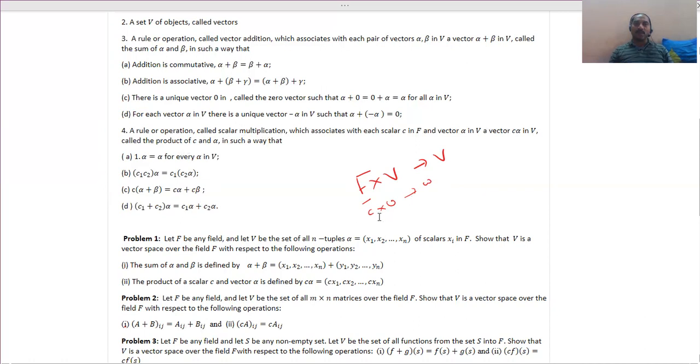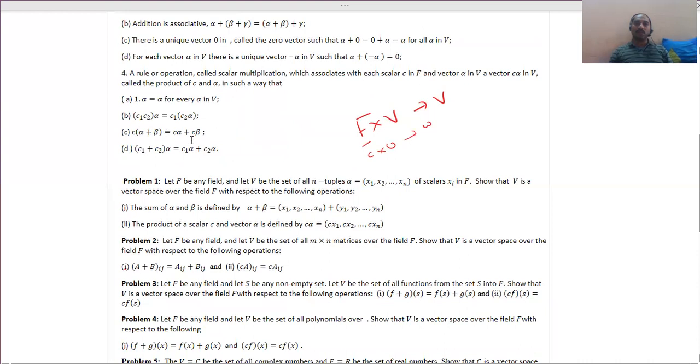1 times alpha equals alpha. That means you take 1 in the field and alpha in the vector space, and the resultant mapped element is alpha. Similarly, c1 c2 of alpha equals c1 times c2 alpha. c of alpha plus beta equals c alpha plus c beta. c1 plus c2 of alpha equals c1 alpha plus c2 alpha. These are the four properties with respect to scalar multiplication. If V is an abelian group and scalar multiplication satisfies these four properties, then it is called a vector space over the field F.